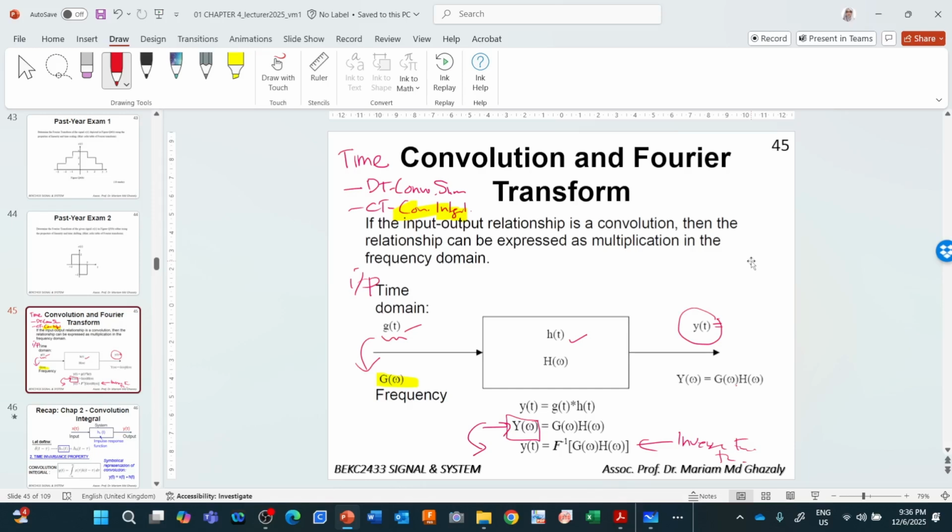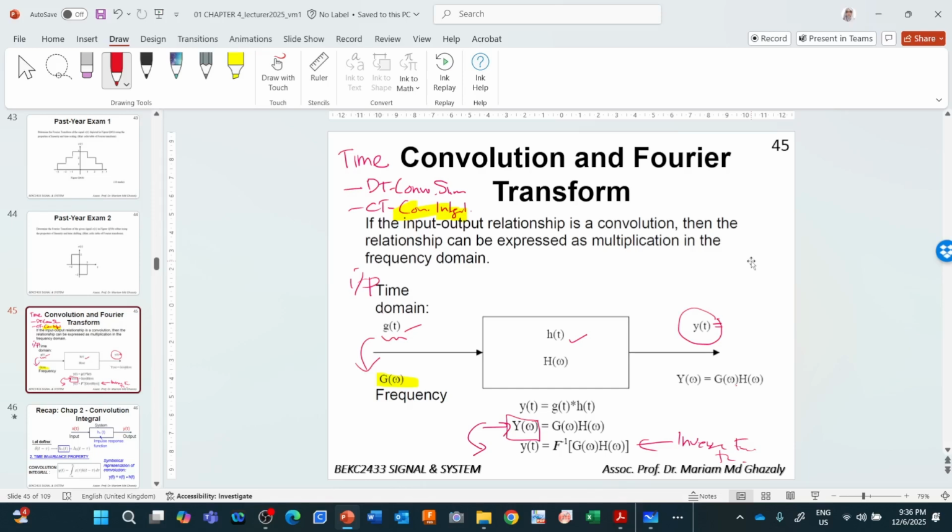Also for Fourier transform. Same thing. If you look at this, this one is in time domain, frequency domain. After you get your answer in frequency domain, normally the question will ask, find the output Y in frequency and time domain. So basically you need to reverse it back.